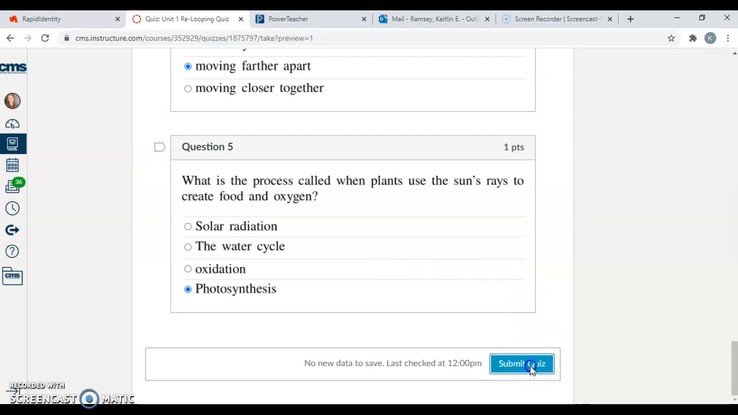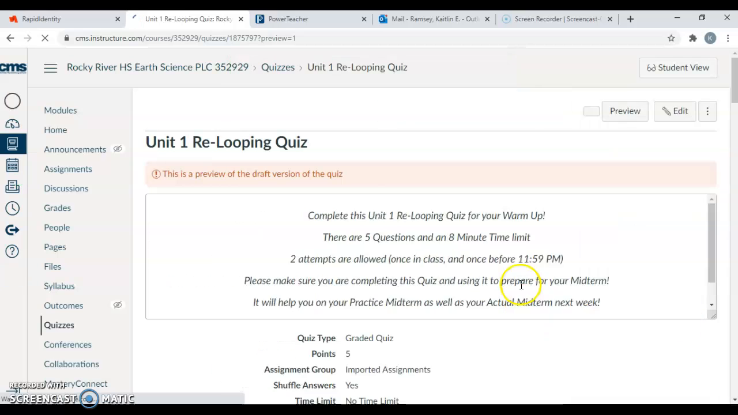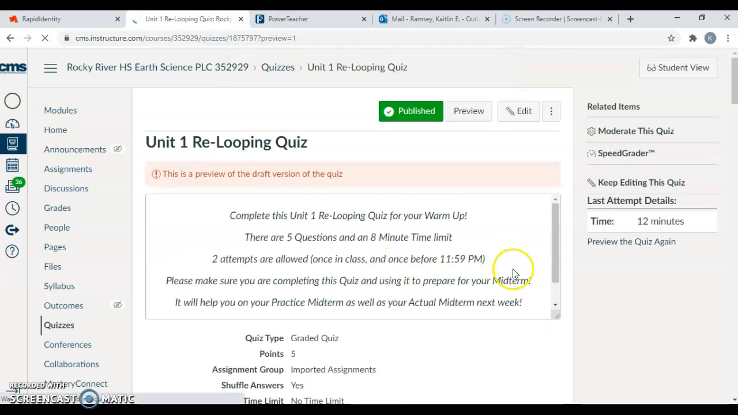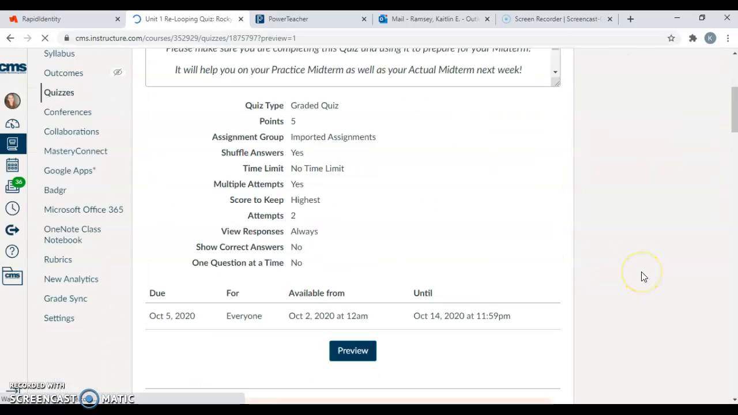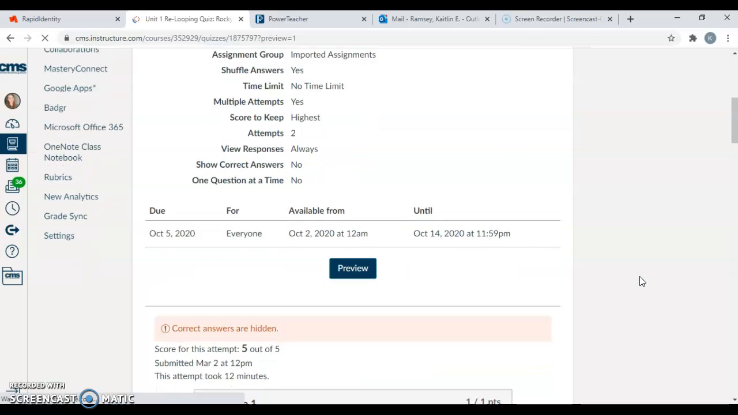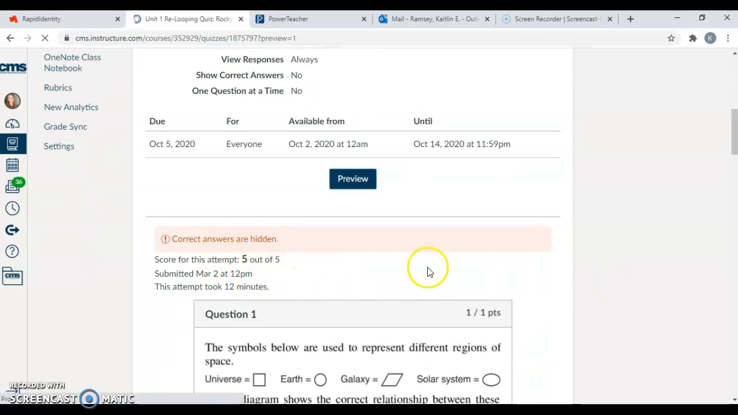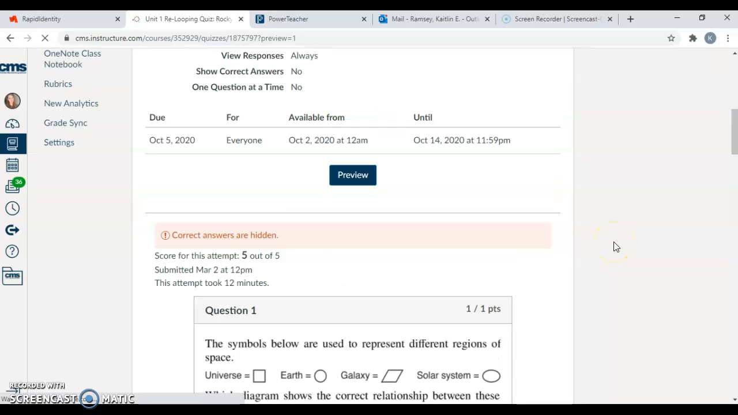All right, so let's submit this and see how we did. Oh, I think it's glitching a little bit. It is, but we got a 5 out of 5, so all good.